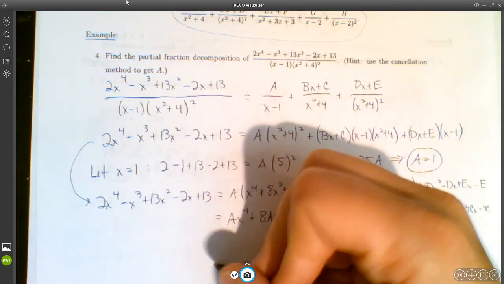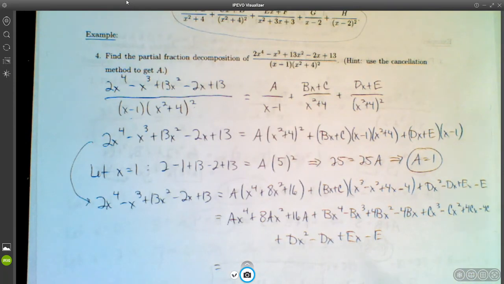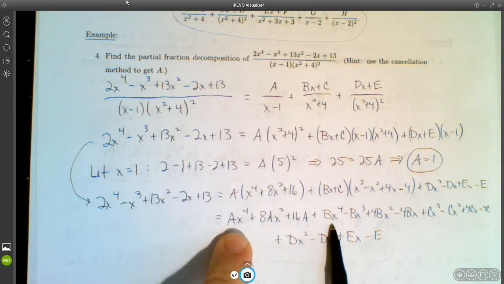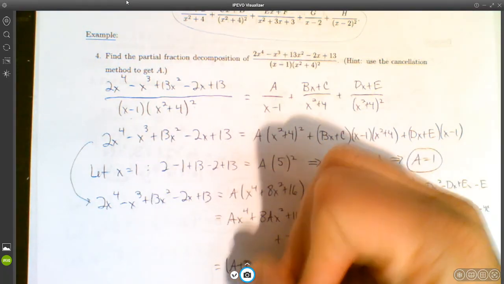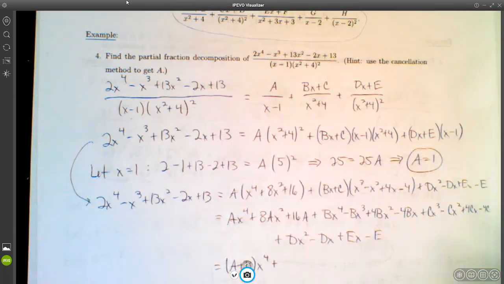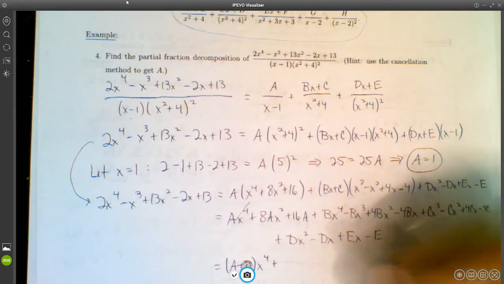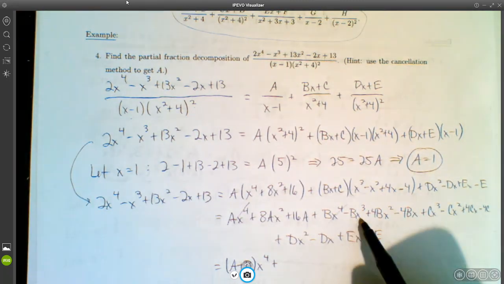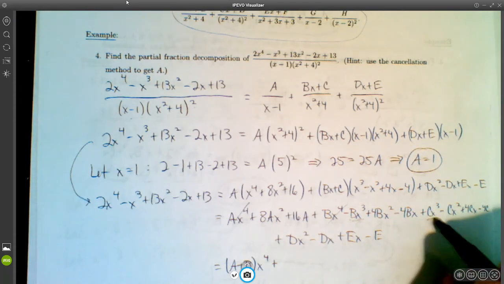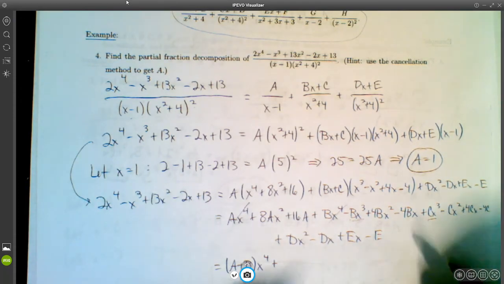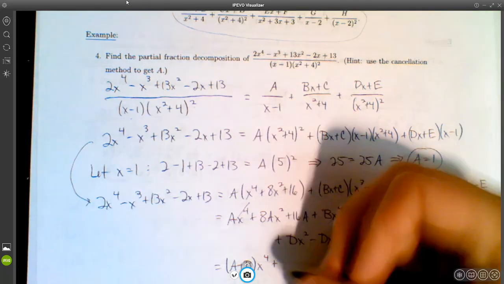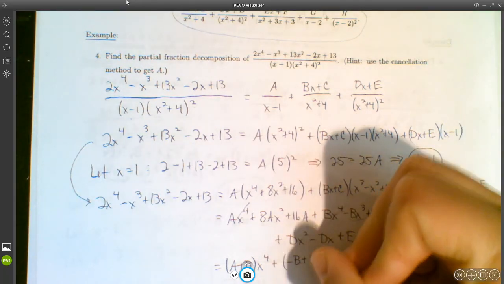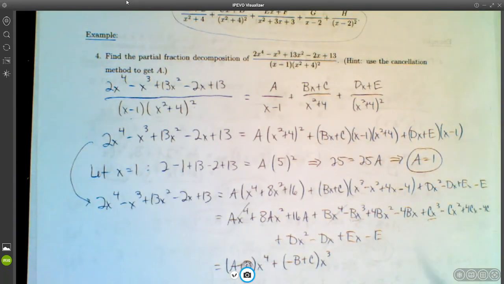Okay, now let me get our coefficients together. So I know that I've got a plus b times x to the fourth. Now that takes care of my x to the fourth. Now where are my x cubes? I've got an x cubed there and an x cubed there, and I think that's it. So I'm going to say negative b plus c times x cubed. Okay, and that takes care of my x cubes.